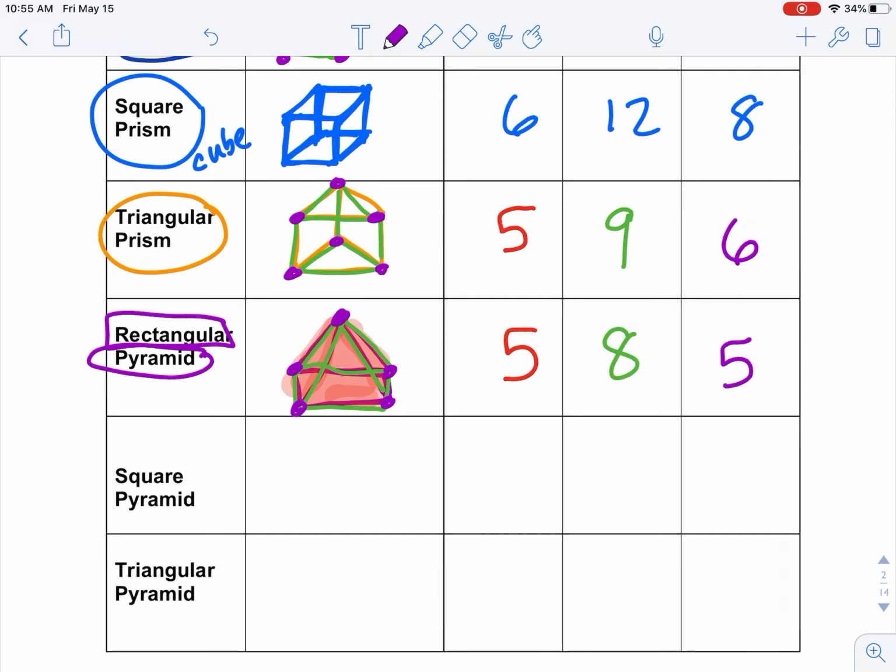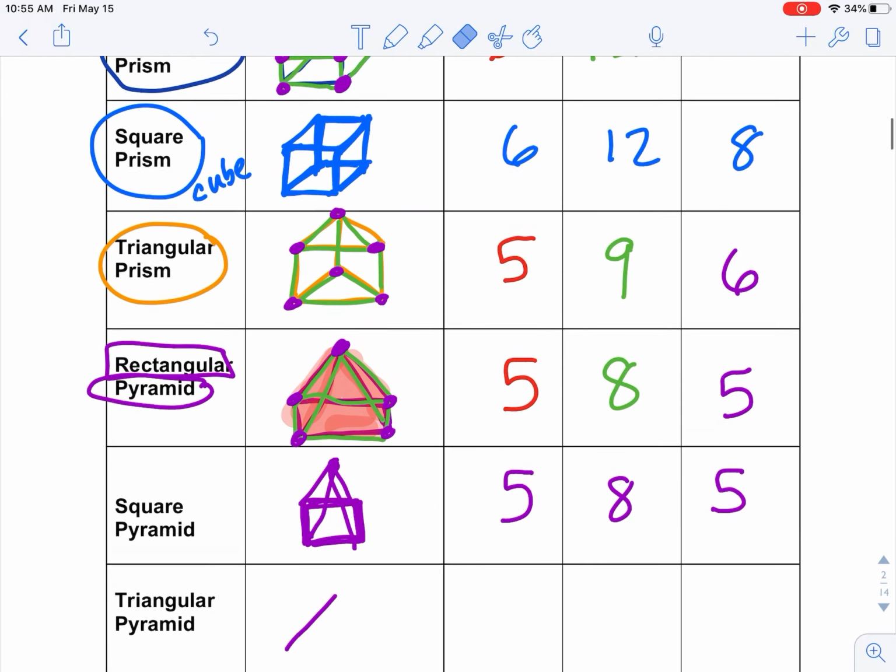Square pyramid is going to be very similar. It's just going to have a square at the bottom, point at the top, 1, 2, 3, 4, which means these answers are going to be exactly the same because it's really the same shape. It's just a square instead of a rectangle on the bottom here. And that's our base. All right, a triangular pyramid is going to have a base of a triangle.